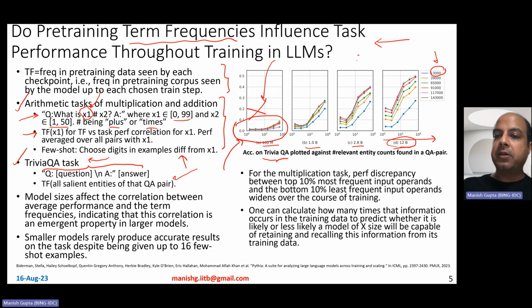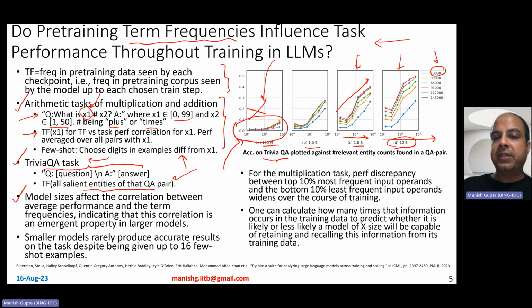But if you look at the large models, what you observe is that as the x-axis increases, the frequency of that particular data point, or in this case the salient entities of the QA pair, increases. As the frequency increases, you see improved accuracy. Which means that if you have read about that particular entity a lot, then the LLM would be able to come up with the correct answer. In other words, model size affects the correlation between average performance and term frequencies, indicating that this correlation is an emergent property.